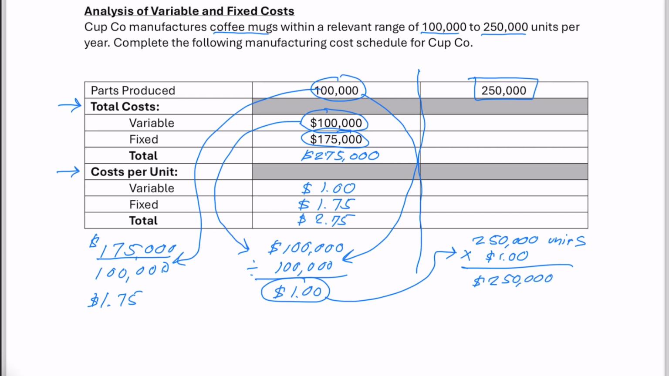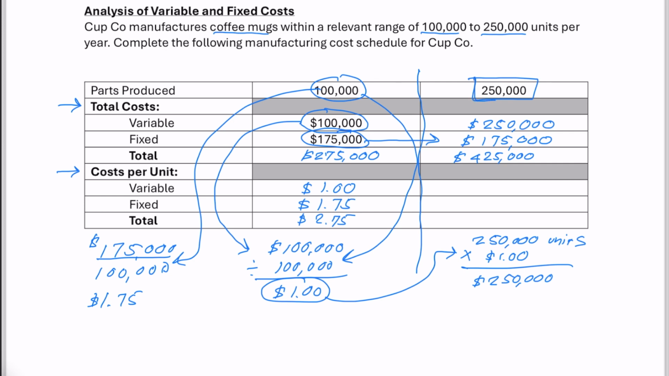That gives us $250,000 in variable costs. So we're going to put that back up in our chart, $250,000. Now our fixed costs. The nice part about fixed costs is they stay the same regardless of our production. So we're just going to go ahead and copy those over, the $175,000 in total fixed costs. That's going to give us total production costs of $425,000.